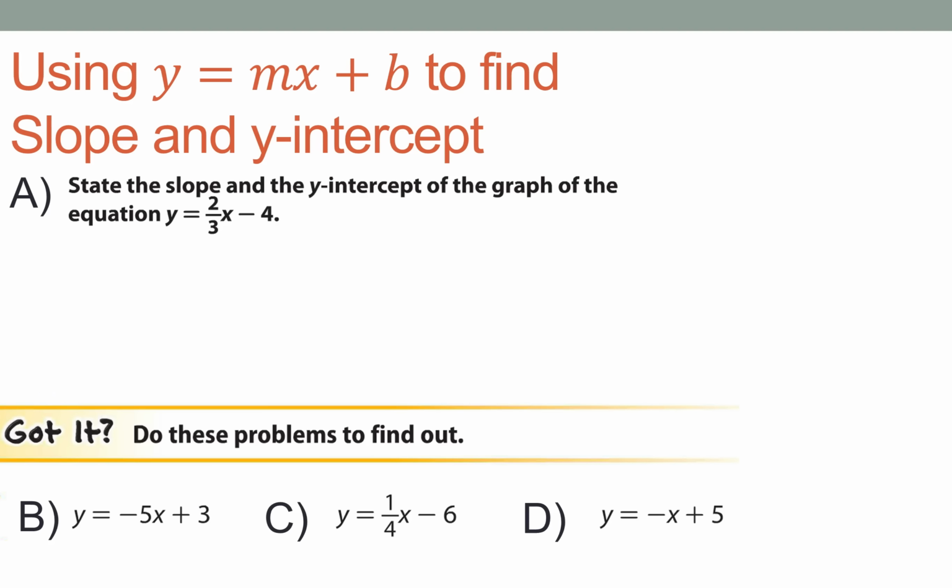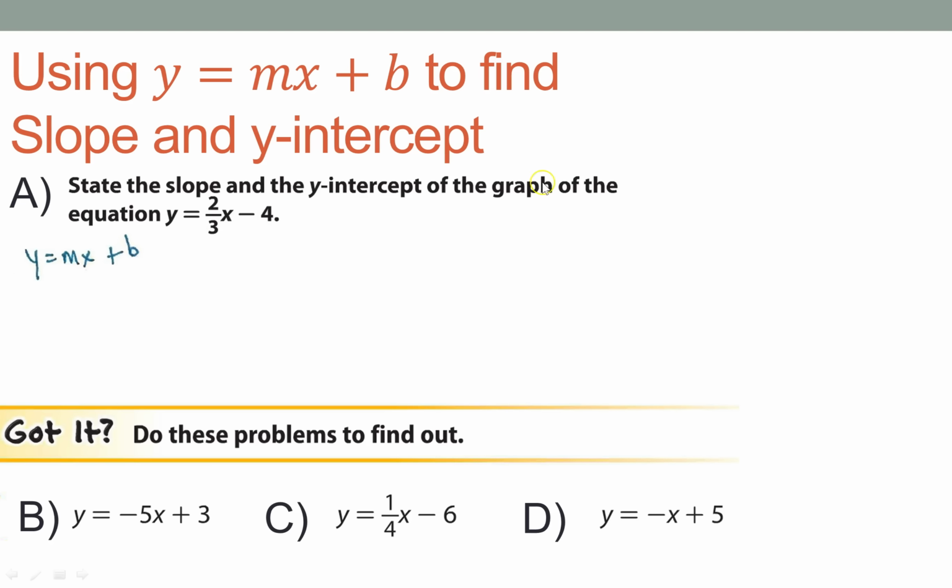And we're back. So we got to use y equals mx plus b, and this right here is the slope-intercept form. We're going to unpack each part of this. In example A, state the slope and y-intercept of the graph for the equation y equals 2/3 x minus 4.